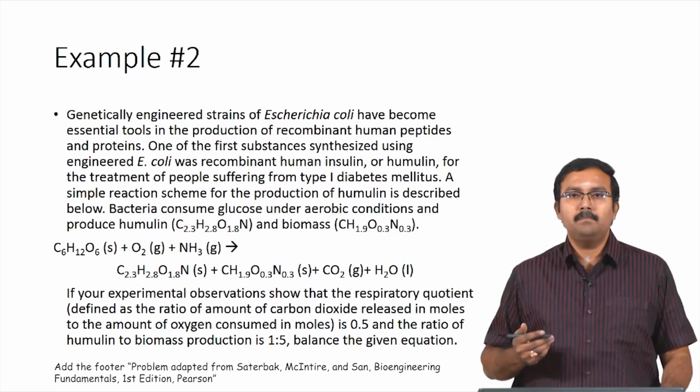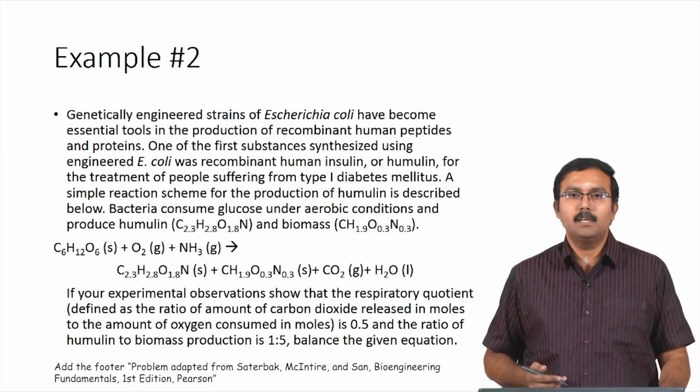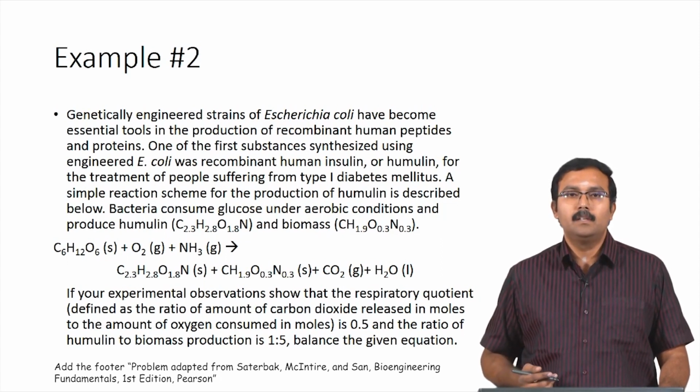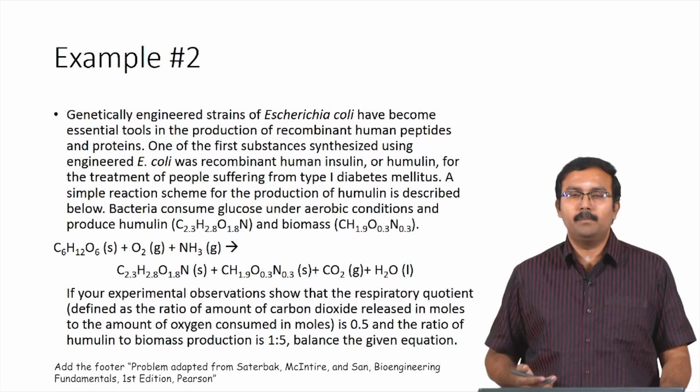coli have become essential tools in production of recombinant human peptides and proteins. One of the first substances synthesized using engineered E. coli was recombinant human insulin or humulin for treatment of people suffering from type 1 diabetes. A simple reaction scheme for the production of humulin is shown below.